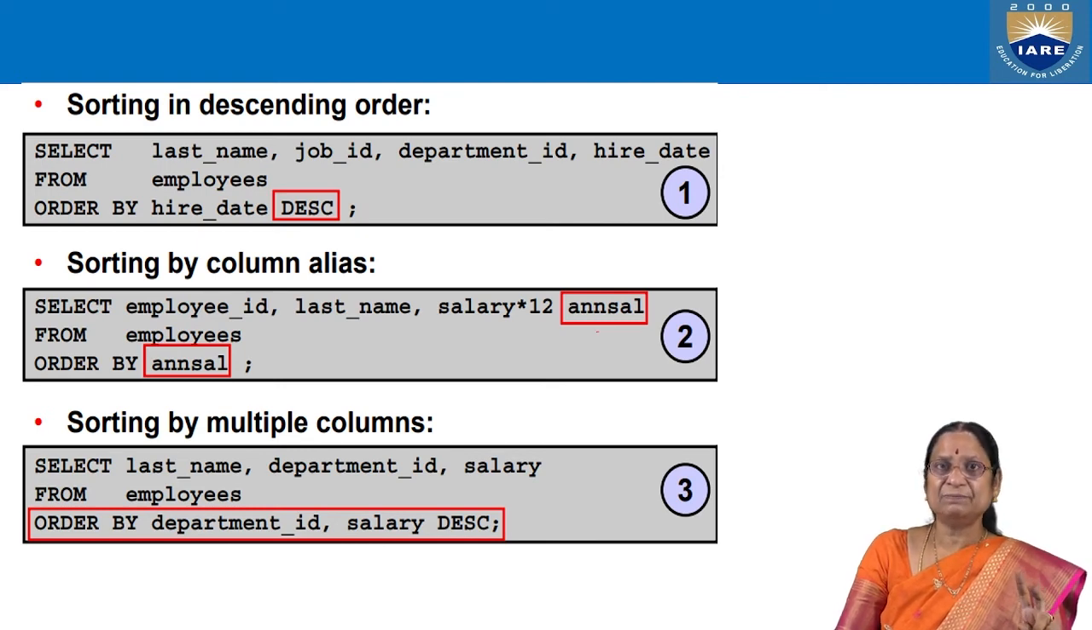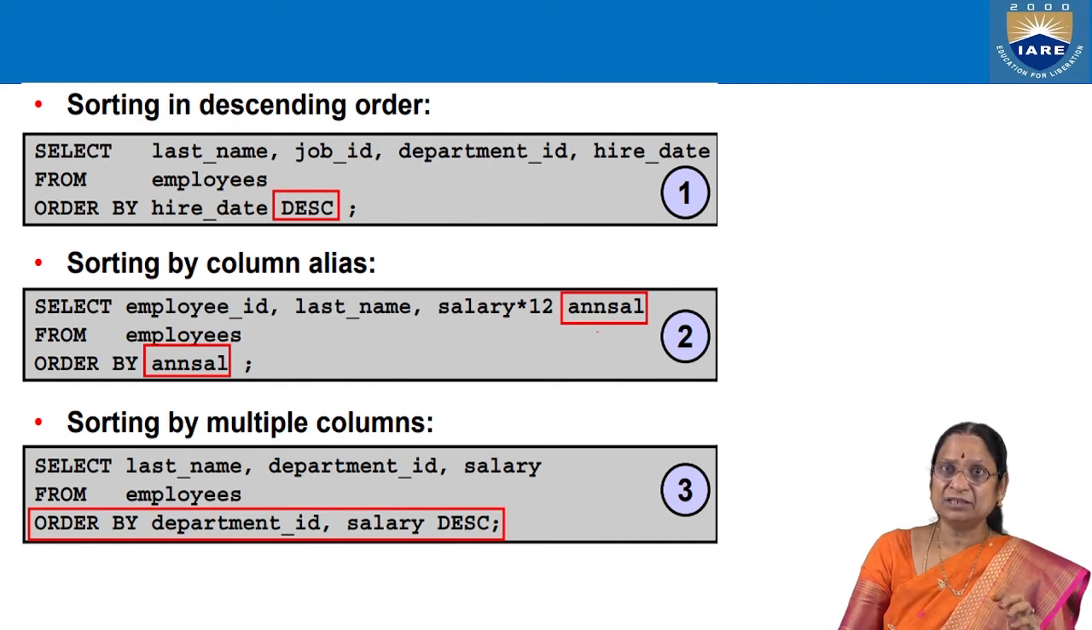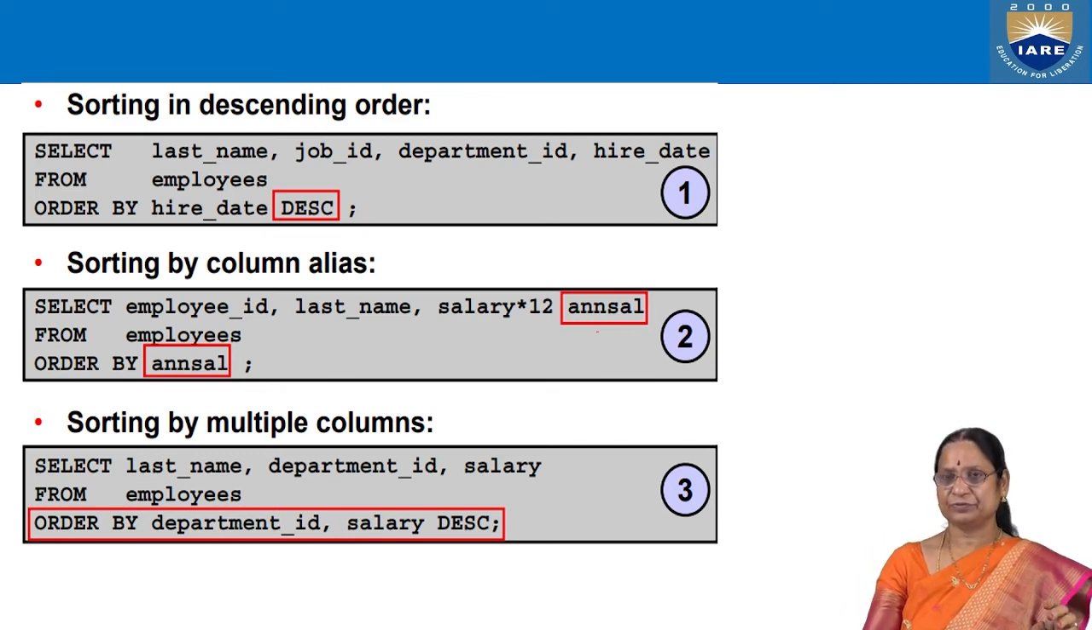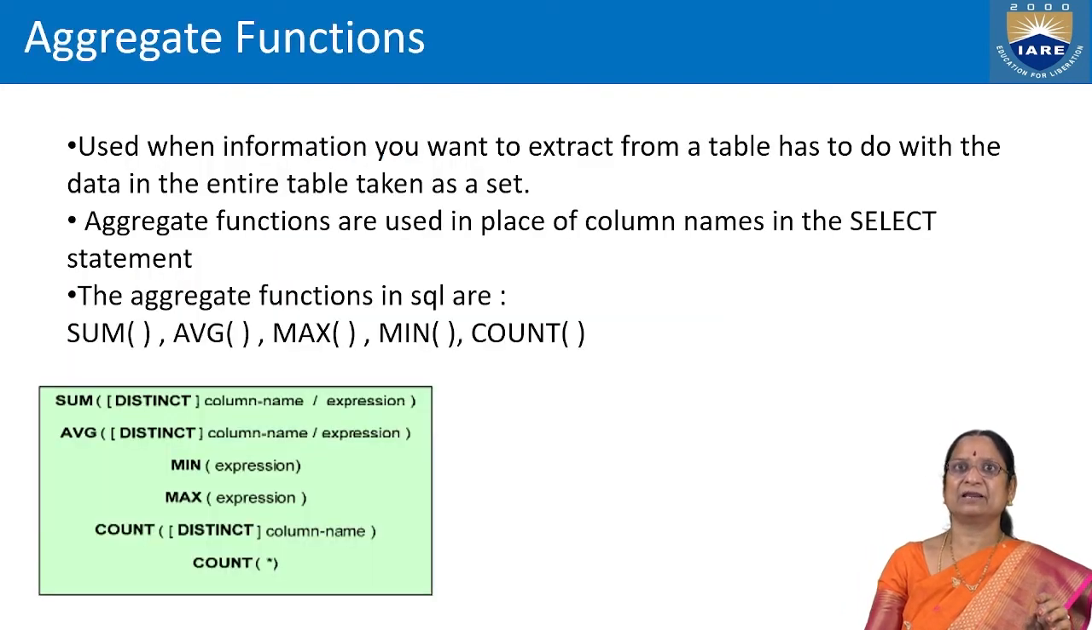Whenever we are using multiple columns, the first column will be sorted first. If the first column values are equal within a group, then sorting is carried out according to the second column, as the primary key, secondary key concept.